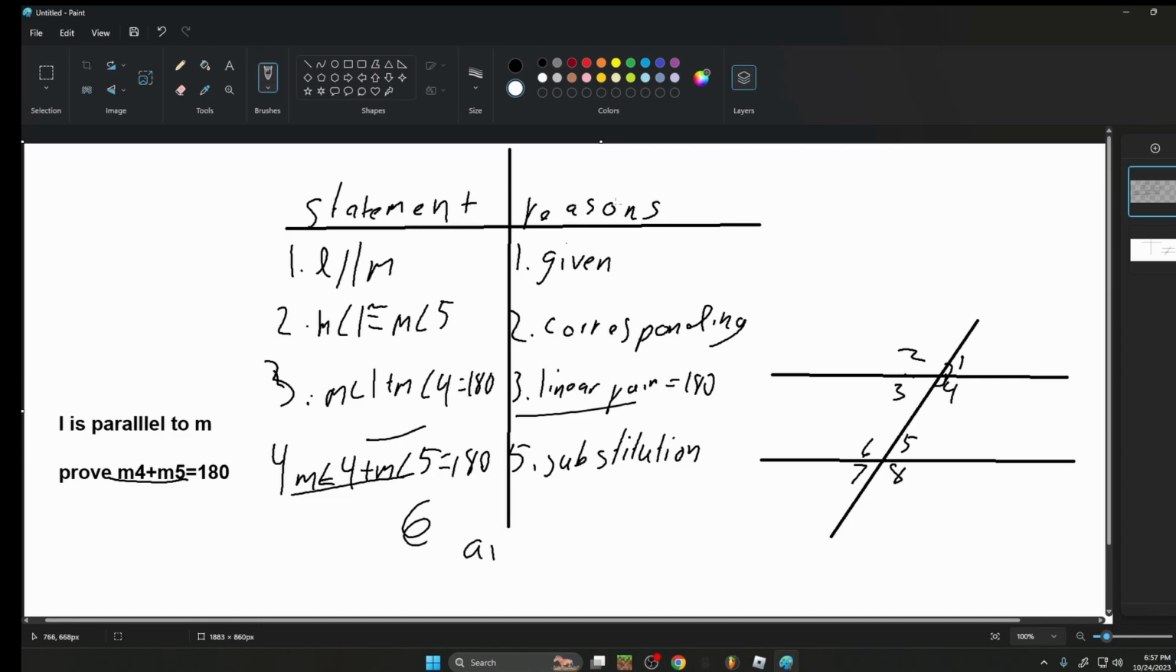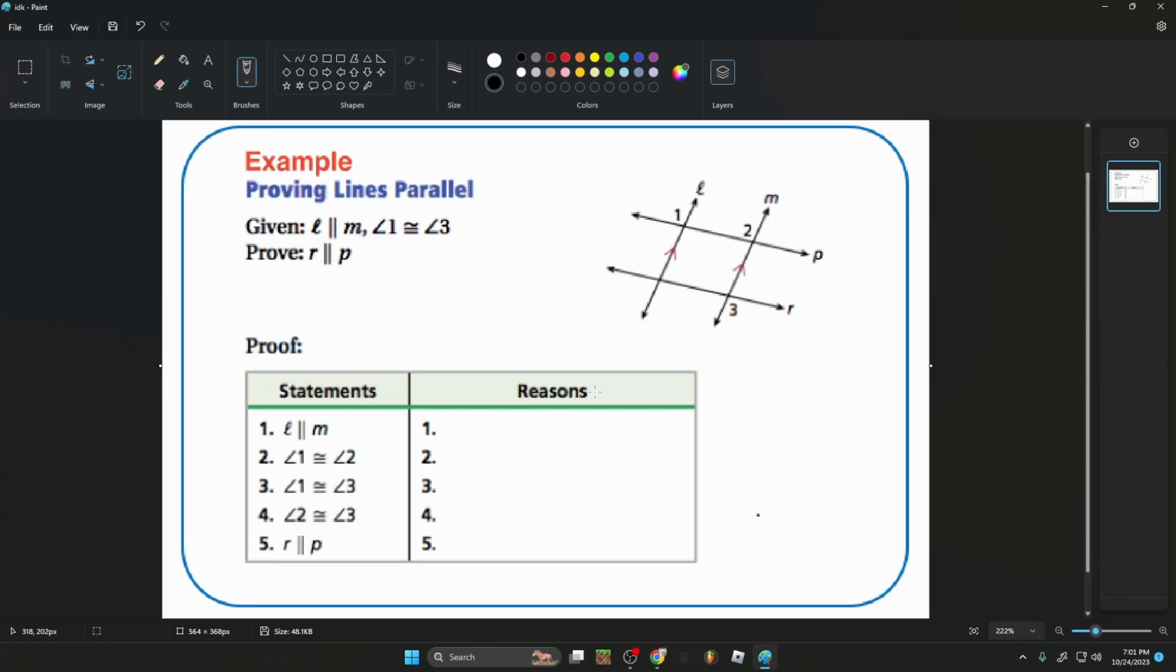Awesome. So this one is super tricky, right? It looks easy, but it's kind of tricky. So the first one is obviously the given, right? The first one is always the given.